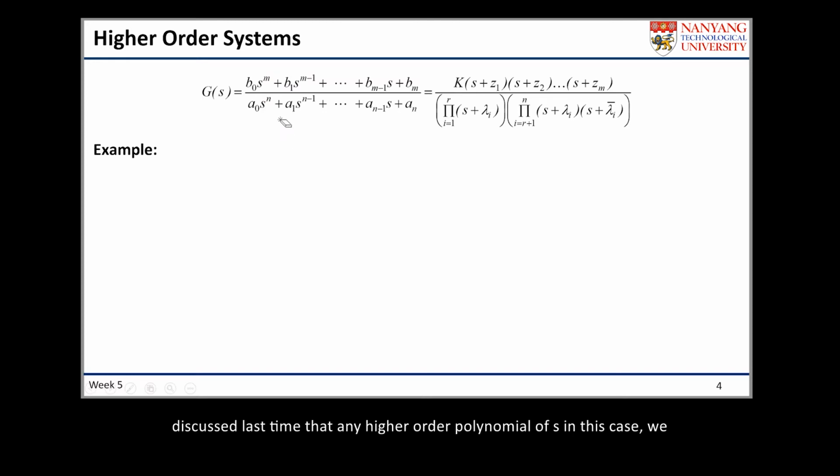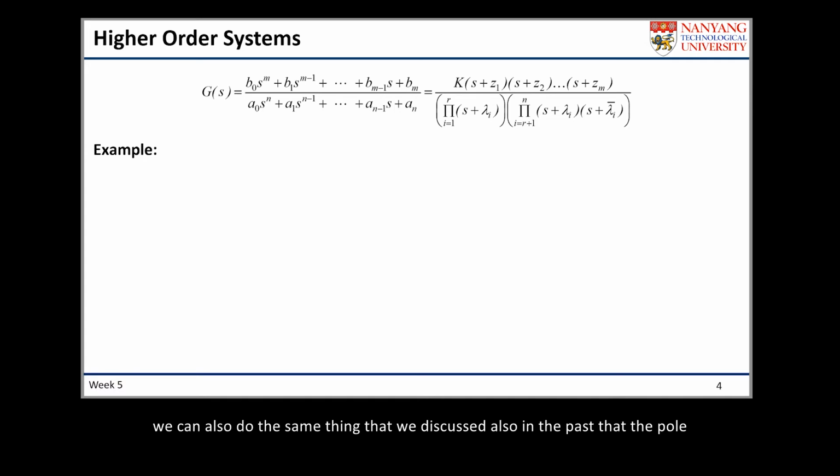We also discussed last time that any higher order polynomial of s, we can always factorize into a combination of first order or second order equations. So in this example, the numerator we factorize into this form, which contains first order polynomials, m factors from s plus z1 all the way until s plus zm. And in the denominator, we can also do the same thing.